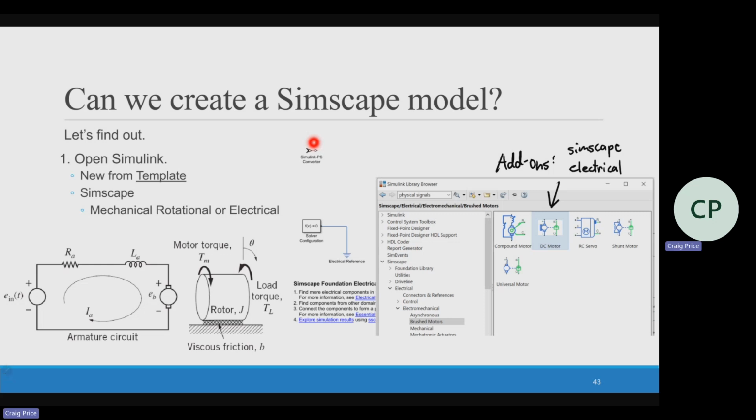DC motor is great because you can put a lot of the stuff in here. You can connect it. I can help you out with it. I just want you to try to set up the same motor as what's going on here. So you're going to connect the circuit, you're going to connect the voltage source, and then look at the output.